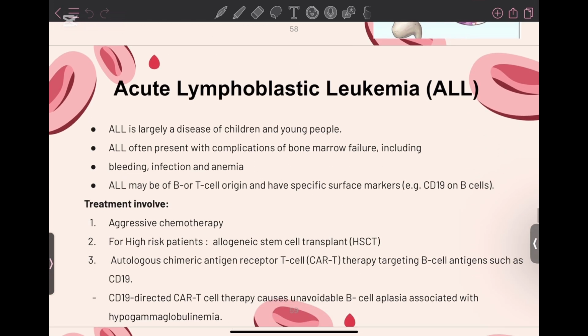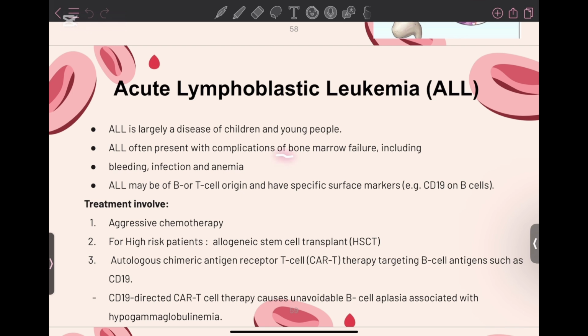Now we're going to quickly just go over the acute lymphoblastic leukemia. ALL is largely a disease of children and young people. Another way to remember it is acute. Who are the acute people? It's basically children, so acute happens in children.